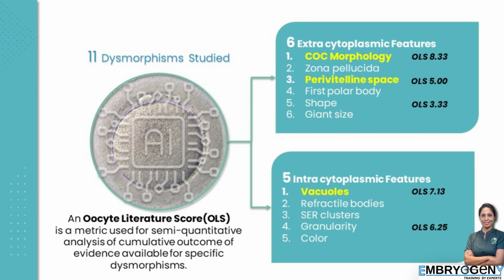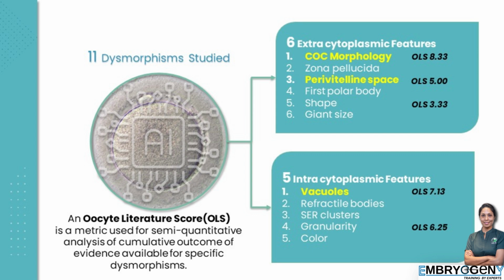And as shown, most literature agree to these findings that the extracytoplasmic feature that has the highest capability to predict competence of the oocyte is the COC morphology, actually a step before oocyte assessment, which most embryologists would agree. And the next extracytoplasmic feature is the PVS, or the amount of space that you see in the PVS. While in intracytoplasmic parameters, the presence of vacuoles and cytoplasmic granularity does impact the oocyte competence.